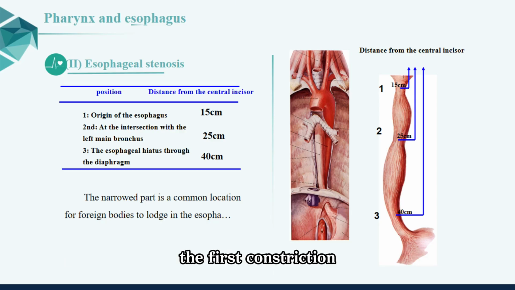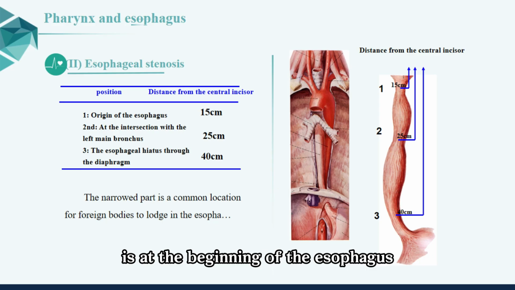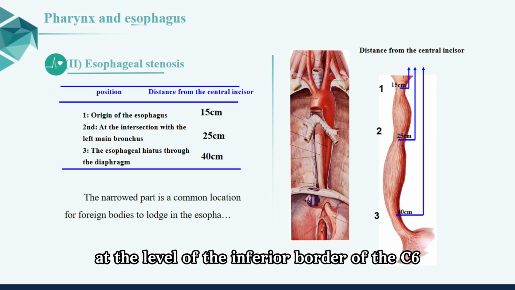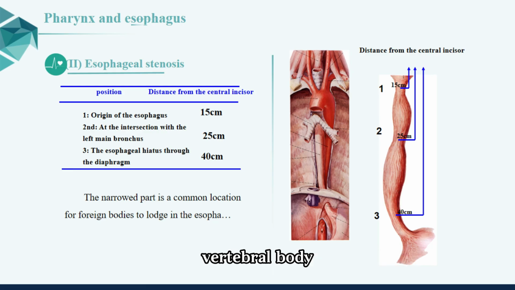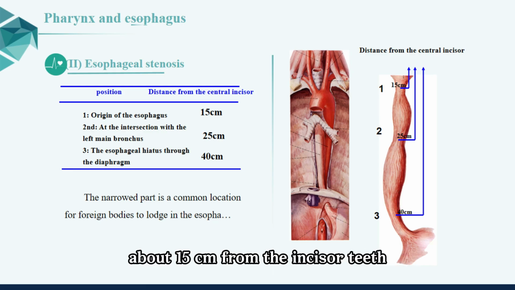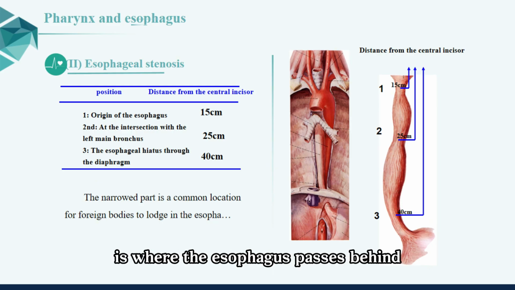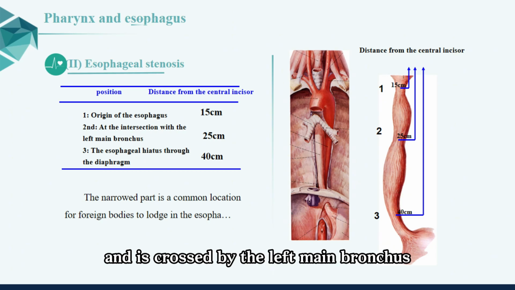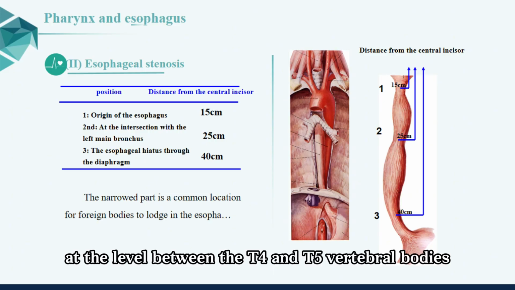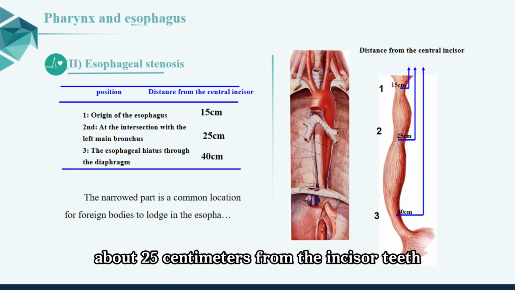The first constriction is at the beginning of the esophagus, at the level of the inferior border of the C6 vertebral body, about 15 centimeters from the incisor teeth. The second constriction is where the esophagus passes behind and is crossed by the left main bronchus, at the level between the T4 and T5 vertebral bodies, about 25 centimeters from the incisor teeth.